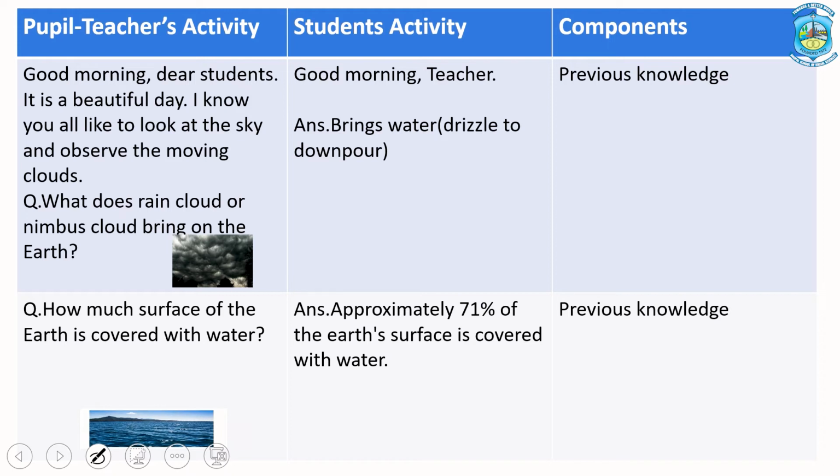All right, so what does rain cloud or nimbus cloud bring on the earth? The teacher can ask this question. On the other side, students are going to respond. They will greet the teacher and they may answer. This is an expected answer: that it brings water and results in downpour.